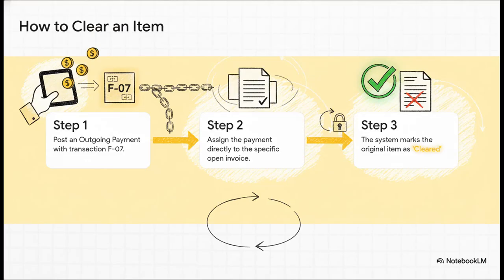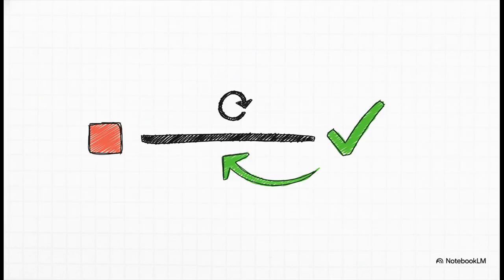So, to do this, we use a specific transaction just for outgoing payments. But here's the critical action. It's not just about sending money. You have to tell SAP exactly which open item this payment is for. This assignment, linking the payment to the bill, is absolutely key. So after we post the payment, we just refresh our report. And look at that. The status icon has changed from that red square to a green check mark. The item is now cleared. The transaction's lifecycle, it's complete.